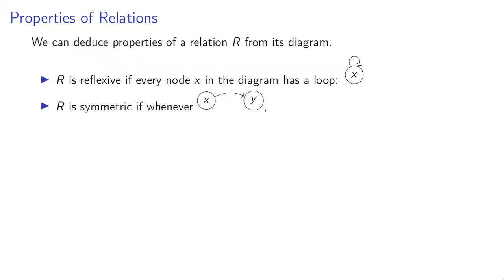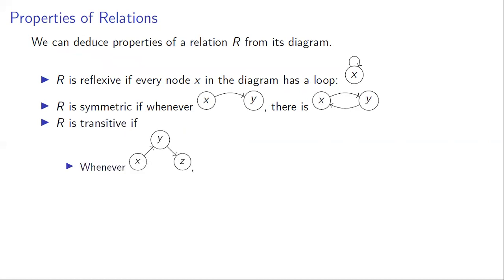How about symmetric? R is symmetric if whenever there's an arrow from X to Y, there is also an arrow going back from Y to X. That's symmetric, right? If you can go from A to B, then you have to be able to go from B to A. R is transitive if whenever you can go X to Y and Y to Z, there has to be a way of going directly from X to Z.